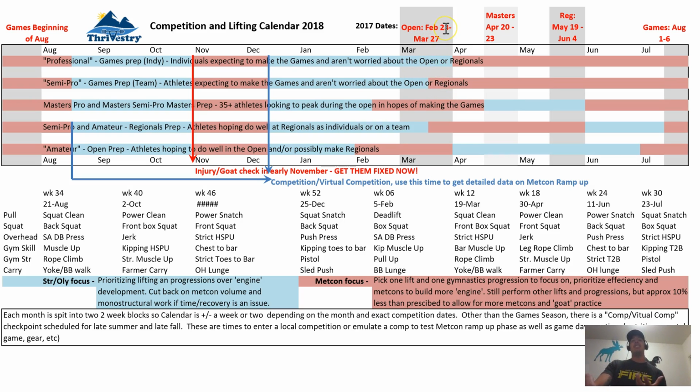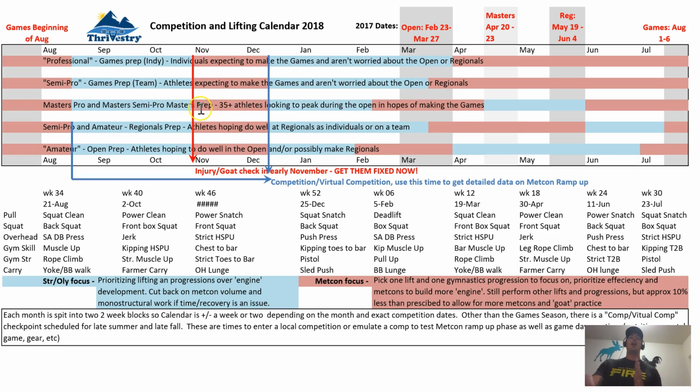So the 2017 dates, they haven't announced as far as I know yet, but last year, late February, early March was the Open. The Masters was in kind of mid to late April. The Regionals was in May, and then the Games was in early August. And you can see that for the most part, throughout the summer, we did this Metcon focus going into the game season, and then we're going to go into this strength and Oli focus through the fall.